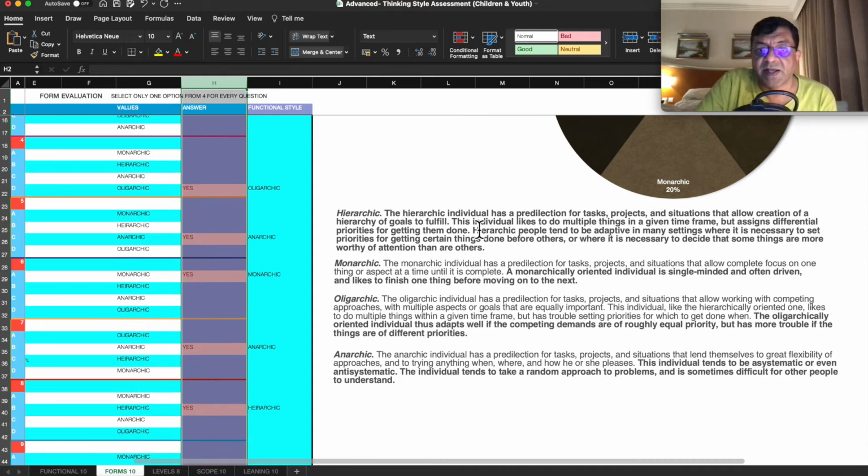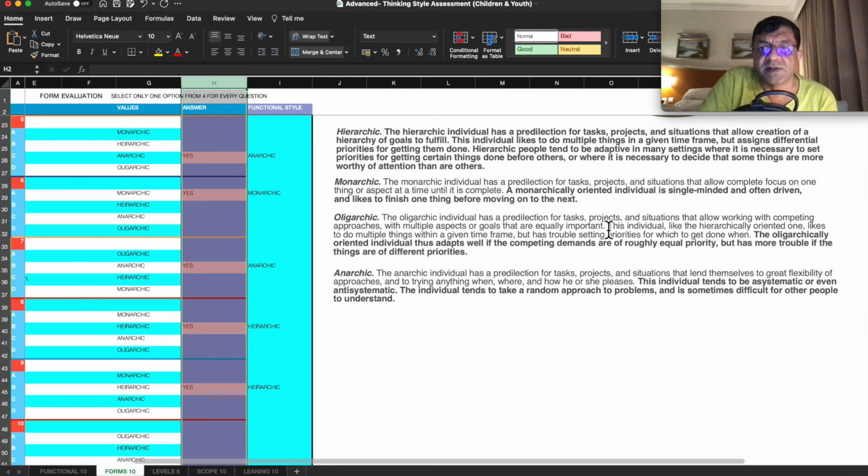What does this mean? Hierarchic means you want to have those kind of tasks in your hand which like to have multiple things in a given time frame, but you assign differential priorities for getting them done. Means you're good at getting priorities in the order of hierarchy. The monarchic guy is a single-minded person. You want to achieve one task and one task only first before getting on to the next, right?